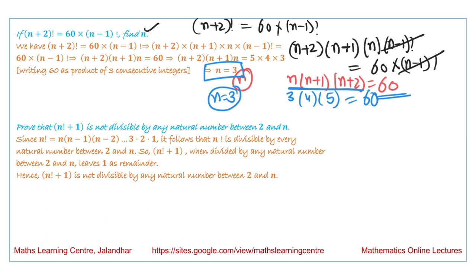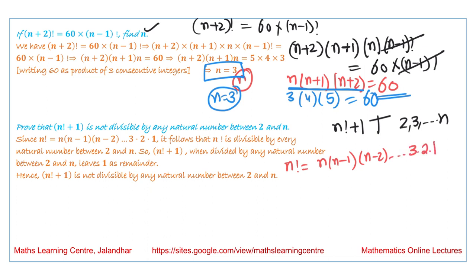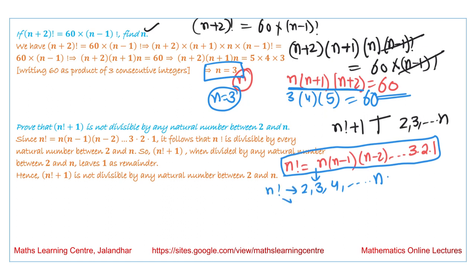Next is prove that n factorial plus 1 is not divisible by any natural number between 2, 3, so on up to n. So we are saying that the number n factorial is equal to n into n minus 1 into n minus 2, so on up to 3 into 2 into 1. Now this number is divisible by all the numbers 2, 3, 4, so on up to n. It means when we divide n factorial with any of these numbers, the remainder is equal to 0.